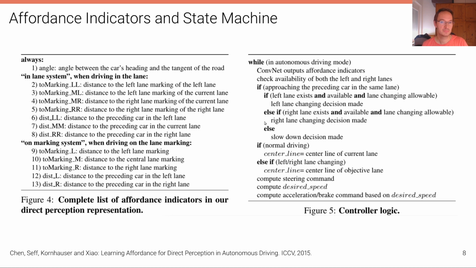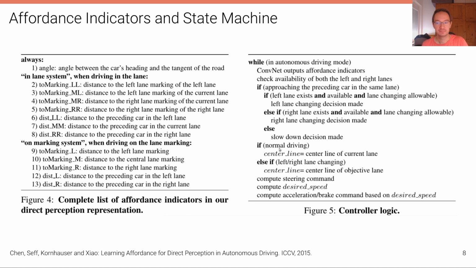And then there's a simple state machine implemented here that says, well, if we are approaching the preceding car in the same lane, and if there exists a left lane and it's available and the lane change is allowed, then change to the left lane. Otherwise, if a right lane exists and it's available and the lane change is allowed, then change to the right lane. Otherwise, slow down, because there's no lane we can change to.